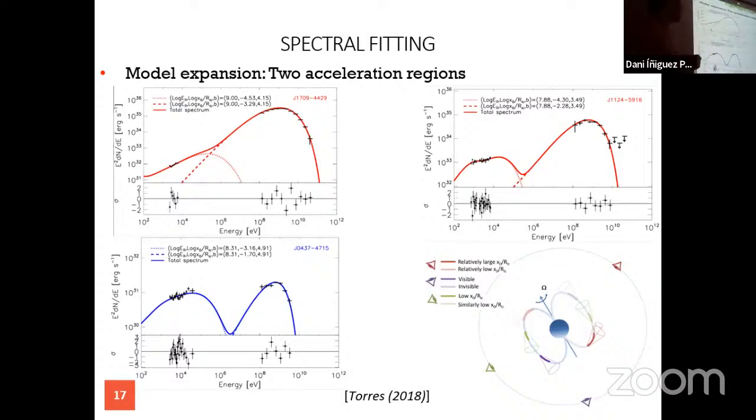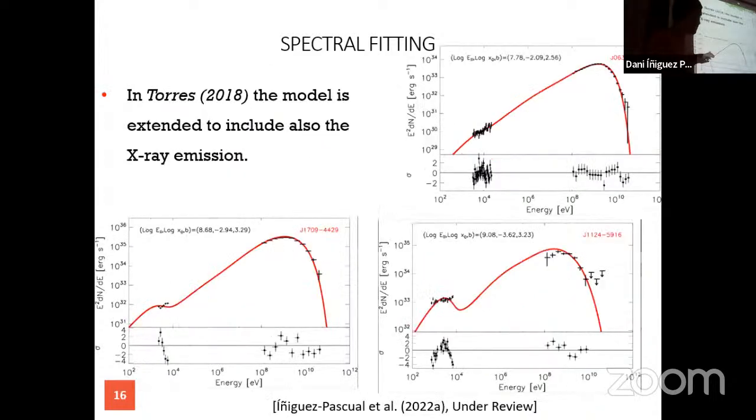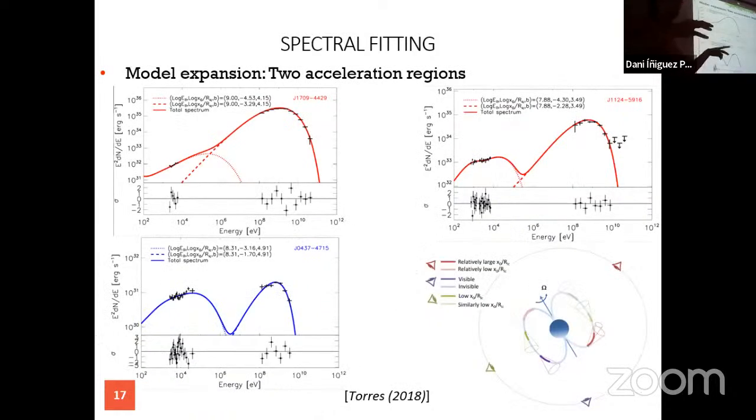With this expansion of the model, the pulsars that were not well reproduced by the model with 3 parameters, which we call the minimal model, are now well reproduced, as can be seen here in some of the examples.